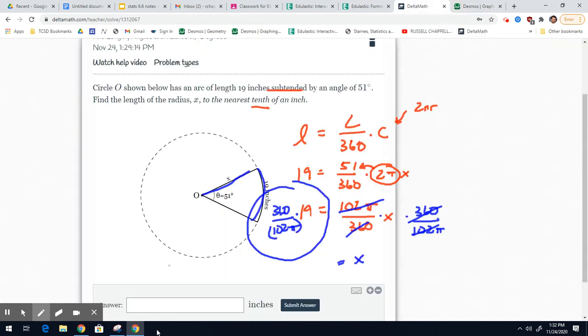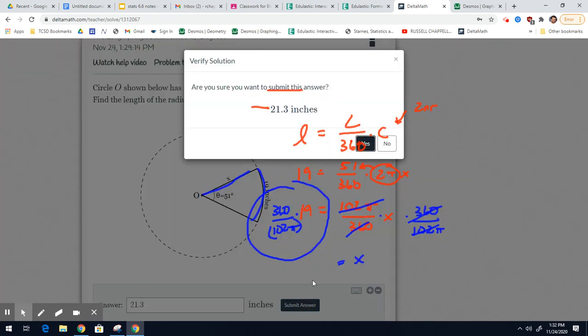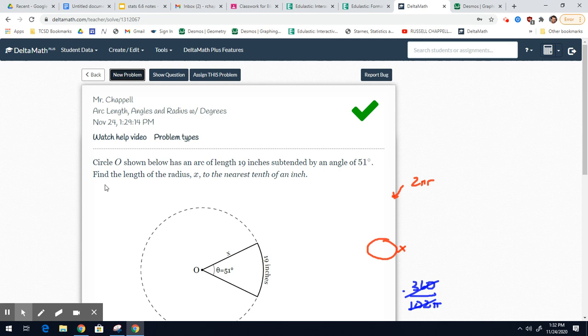Okay, so let's go back to Delta Math. 21.3. And there we go.